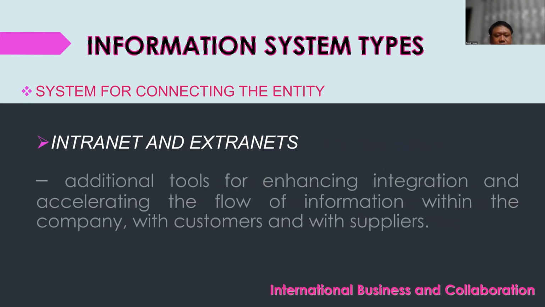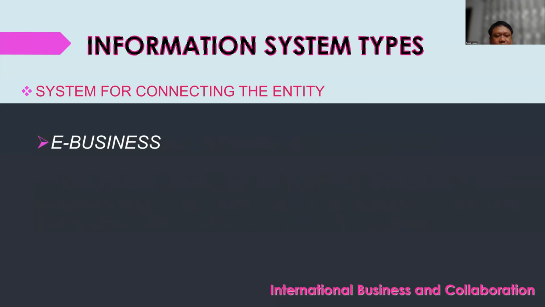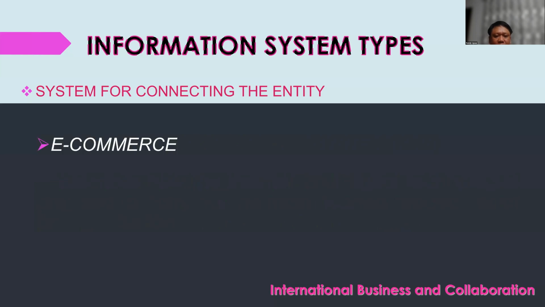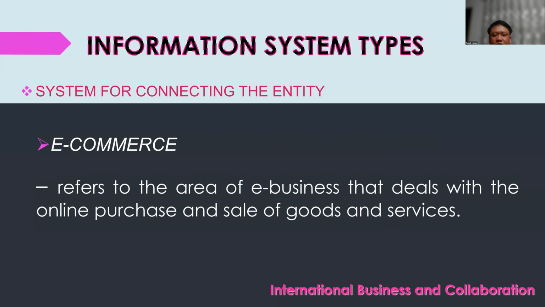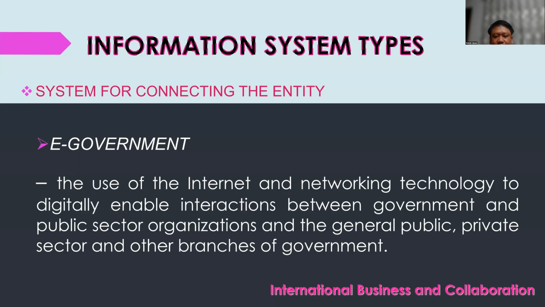Intranet and extranet. These additional tools are for enhancing integration and accelerating the flow of information within the company, with customers, and with suppliers. E-business. It describes how the internet and digital technologies are used to carry out the main business procedures. E-commerce refers to the area of e-business that deals with the online purchase and sale of goods and services. E-government. The use of the internet and networking technology to digitally enable interactions between government and public sector organizations and the general public, private sector, and other branches of the government.